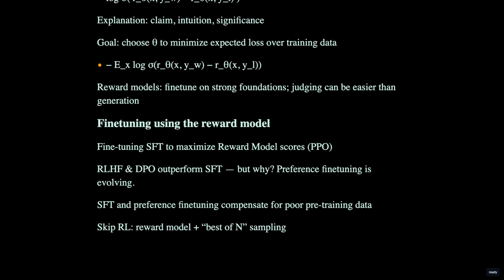Some companies, Stitch Fix and Grab, for example, skip reinforcement learning and rely on a reward model instead. They generate many candidate outputs, score each with a reward model, and pick the high-scoring one. This best-of-N approach leverages sampling diversity to boost quality without an RL training loop.